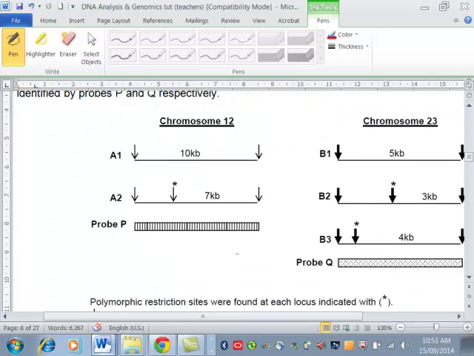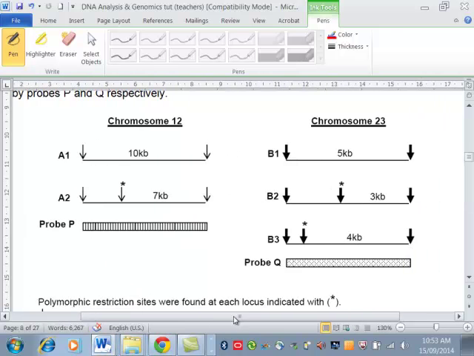Okay, then the other thing is they also told you the restriction sites. So A1 and A2 are different alleles of gene A. B1, B2, B3 are different alleles of B gene. Right? So you guys take note. Here is the restriction. Here is the RFLP, the one with the asterisk. Polymorphic restriction sites are indicated. Okay, so A1 is 10 kilobases and it's one fragment. So write that down. A1 is 10 kilobases, one fragment.